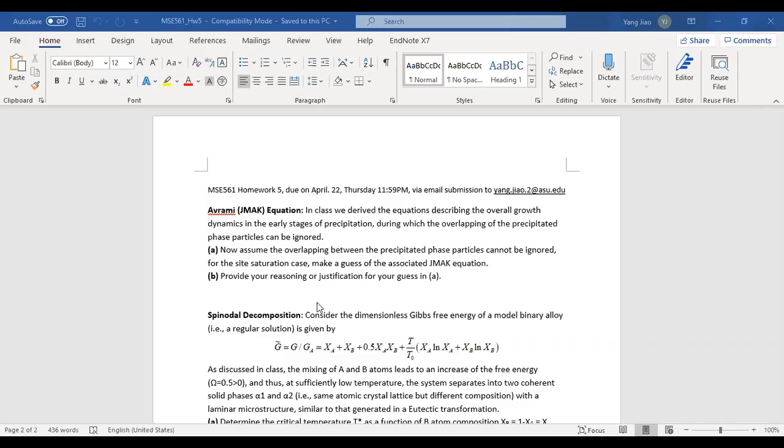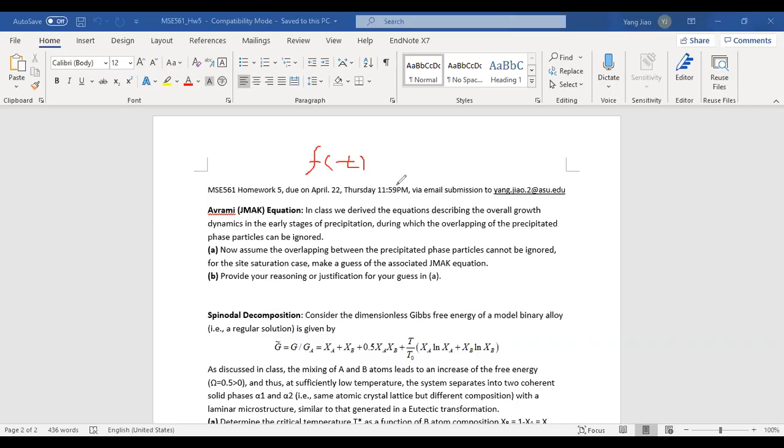In one early version of this class, I actually asked the class to derive this equation, but I think it's probably too much for you to do independently, so I reduced the difficulty level. The idea is very straightforward. What is the JMAK equation? The JMAK equation tells you the fraction of the phase that has transformed as a function of time. This is what we need to do.